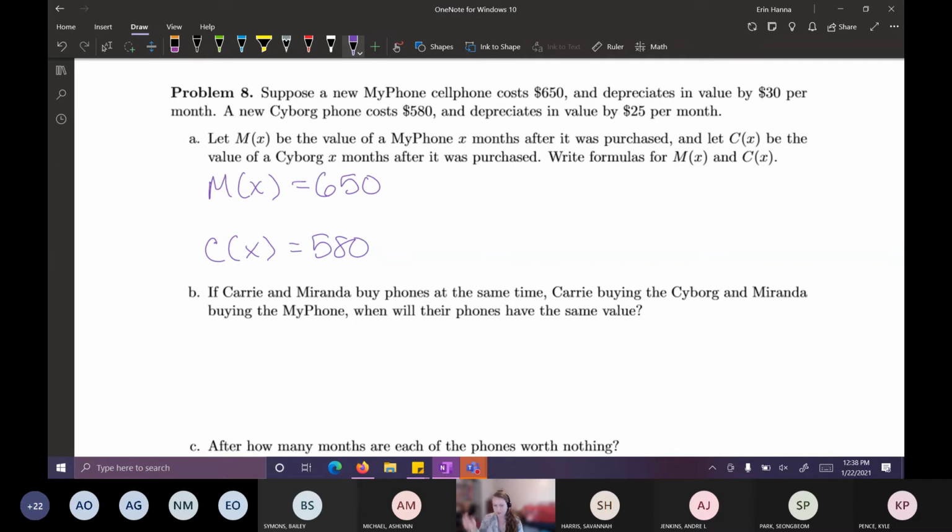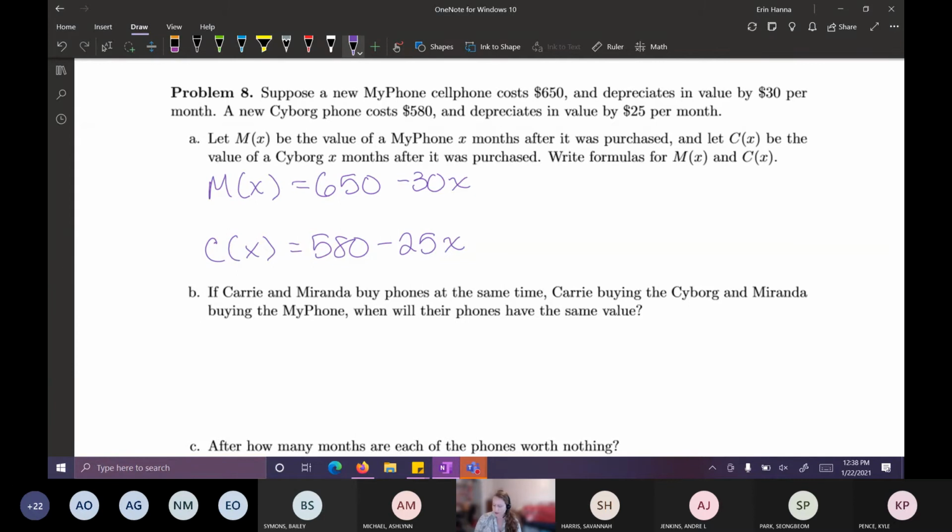And then since it depreciates, it's going down in value. So that's essentially going to tell us that that's going to be a negative slope. So for the MyPhone, it was depreciating at $30 per month. So we'll have minus 30x and then minus 25x for the Cyborg.